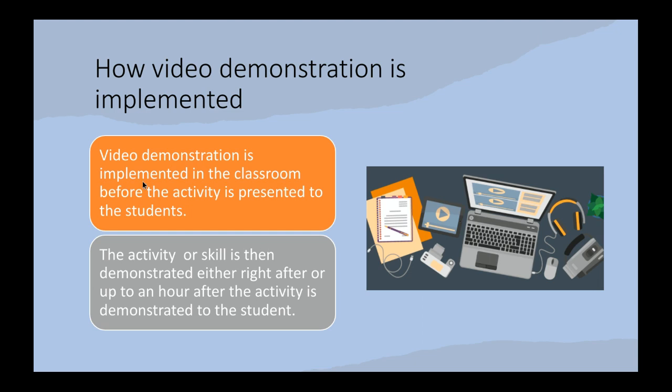Video demonstration is implemented in the classroom before the activity is presented to the students. The teacher can set some time aside before the activity for the student to watch the video and learn the skill. And the teacher will play the video, and then the student will either be asked to demonstrate it right away or within the hour with the students in the classroom.